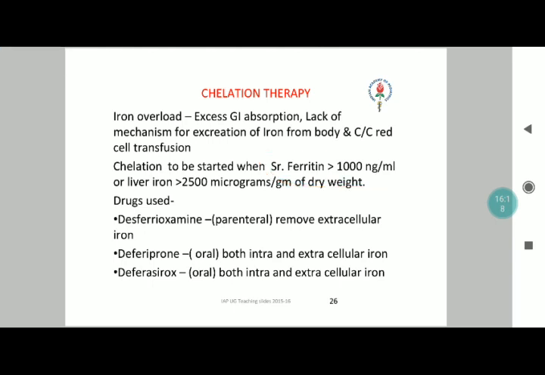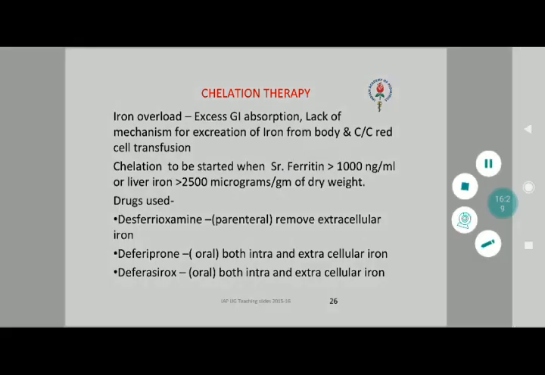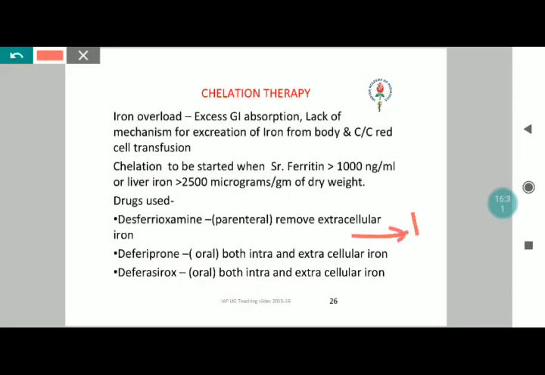The drugs used for chelation therapy predominantly are desferrioxamine, which is commonly used as a parenteral drug, apart from which we also have deferasirox and deferiprone, both. Desferrioxamine is strictly an IV regimen, it is a parenteral route, whereas the other two remain as oral forms and are chosen according to the requirement of the case.